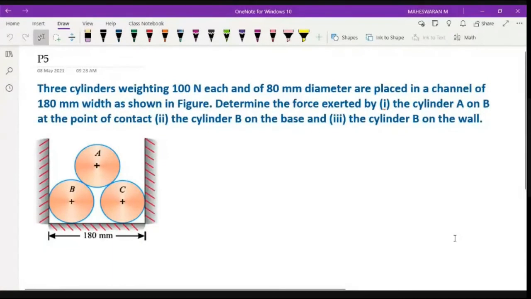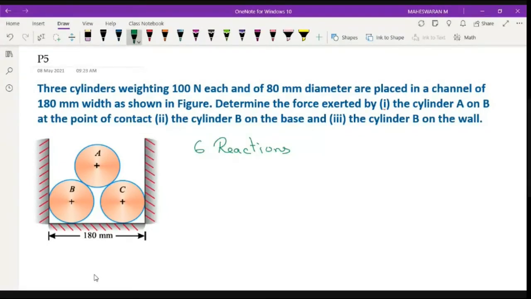Let's consider this problem. You have 3 cylinders, each weighing 100 Newton. The diameter of the cylinder is also given, which is 80 mm. It is placed in a channel. The width of the channel is given, which is 180 mm. They are asking what the force exerted at the points of contact is. Totally, you have to identify 6 reactions.